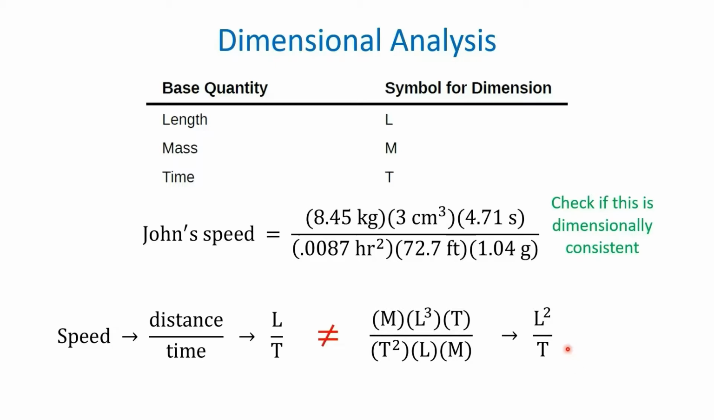This is not equal to each other. Length over time, length squared over time. So I know that this answer is not dimensionally consistent, so there's no point in wasting time doing all the conversions. It's going to be wrong no matter how much effort I put into it from this point. This is an example of how tracking units or dimensions can help you assess your problems and can correct a lot of missed problems. It's very useful in exams specifically.